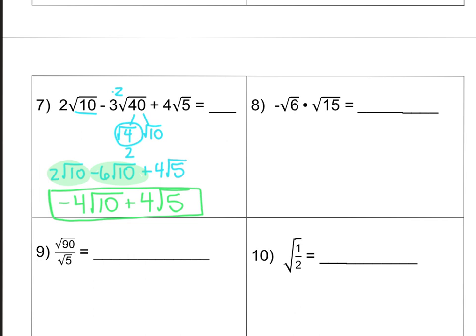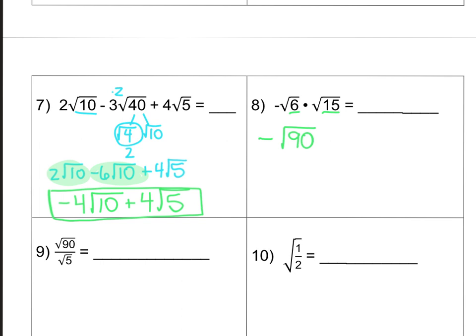All right, so multiplying, I've got a negative on the outside on this. That negative has to stay on the outside. I can't break these down anymore, so I'm going to go ahead and multiply 6 times 15 to get the square root of 90. So I've got negative times the square root of 90.